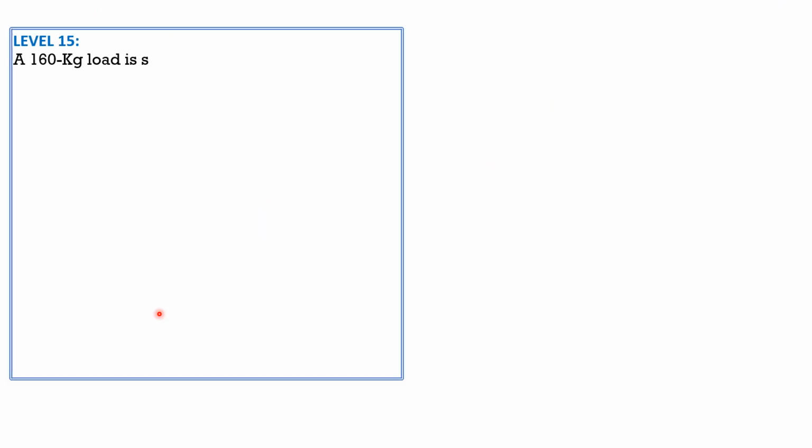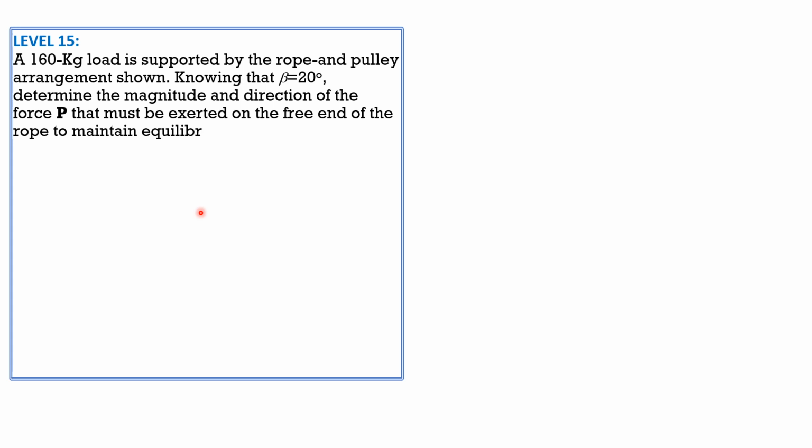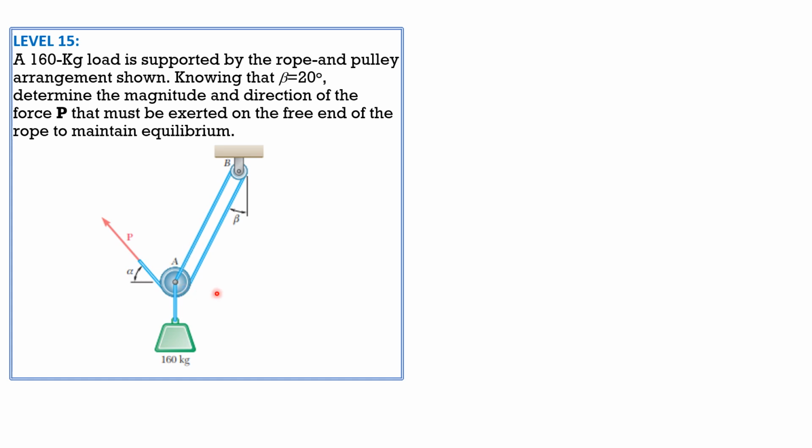Level 15 problem. A 160 kilogram load is supported by the rope and pulley arrangement shown. Knowing that beta is 20 degrees, determine the magnitude and direction of the force P that must be exerted on the free end of the rope to maintain equilibrium. So here is the given figure.